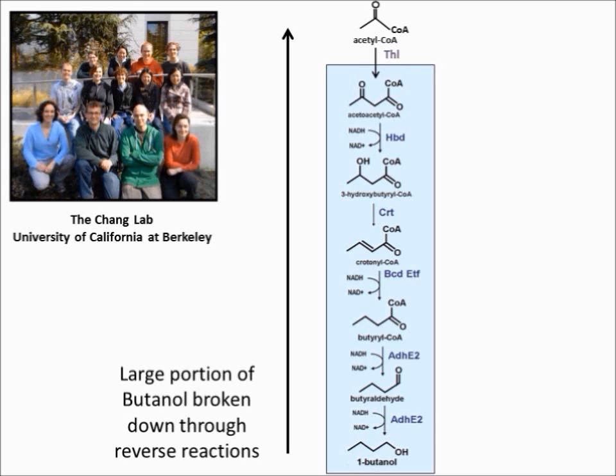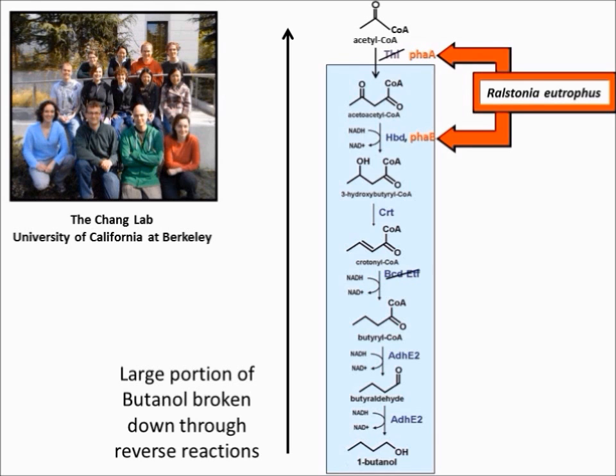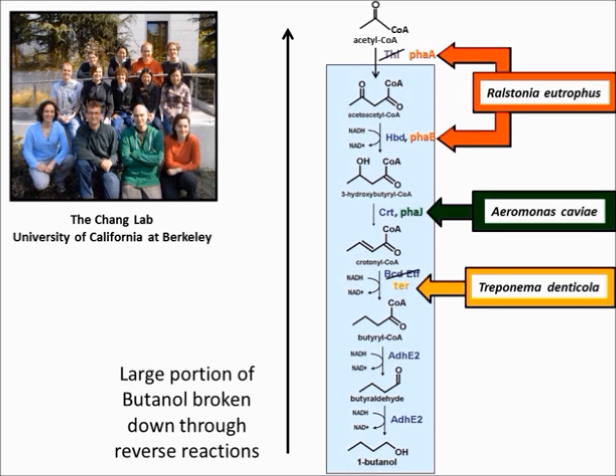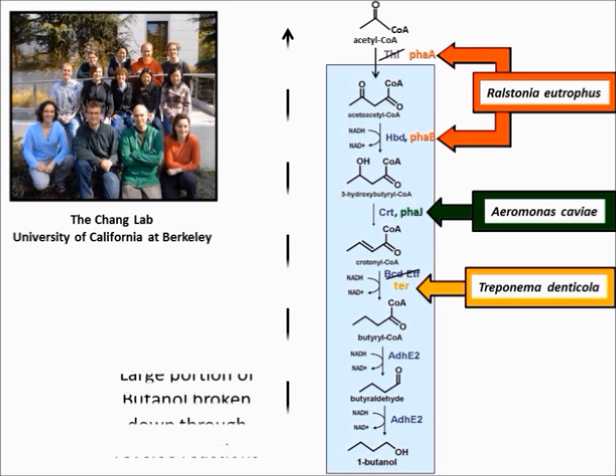So instead of putting all 5 fermentation enzymes from C. acetobutylicum into E. coli, they took 3 of the enzymes from C. acetobutylicum, 2 enzymes from Ralstonia eutropha, 1 enzyme from Aeromonas caviae, and 1 enzyme from Treponema denticola, and inserted these 7 enzymes into E. coli to create a hybrid fermentation pathway. The enzymes in this hybrid pathway have reverse reactions that are so slow that very little of the butanol product is lost through conversion to its chemical precursors.